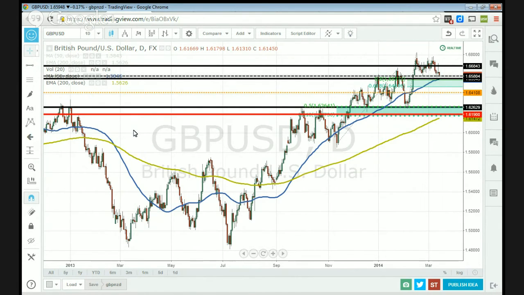Pound dollar. Okay, price is declining on pound dollar. Would have been a good one. This does look like distribution here. So that is also supportive of shorting euro pound, but we'll see.